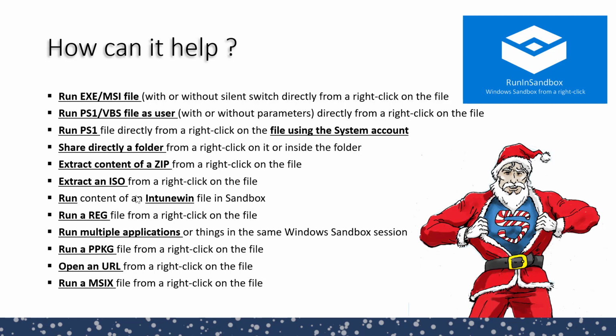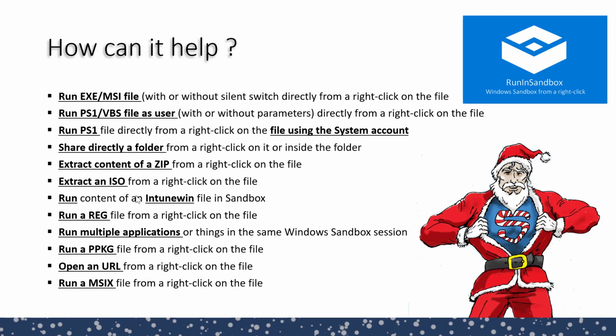If you go to a folder, do a right click on the folder and you will have an option to share this folder directly in Windows Sandbox. You can also extract the content of a zip or an ISO directly in Windows Sandbox by doing a right click on this file and choosing the option to extract the content of the zip or ISO into Windows Sandbox.